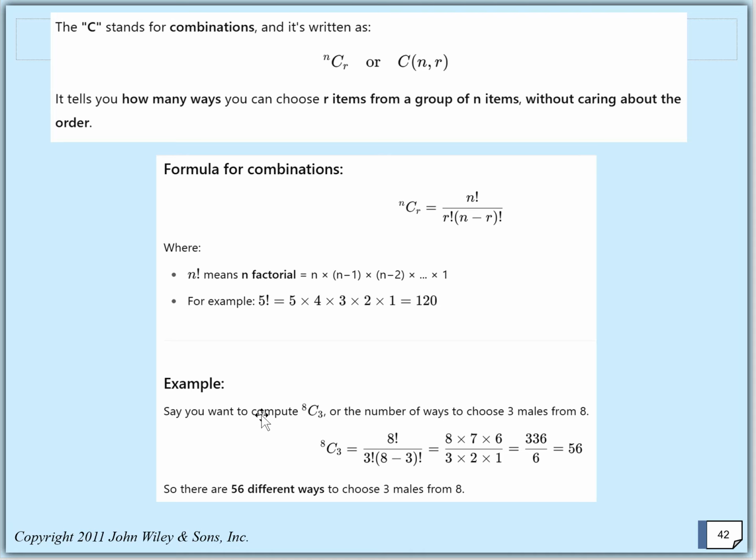For example, let's say you want to compute 8 combination 3, or the number of ways to choose 3 males from 8. So you have 8 males. What are the combinations of different males, exactly 3, that you can choose from those 8 males? Put it in the formula, 56 different ways.